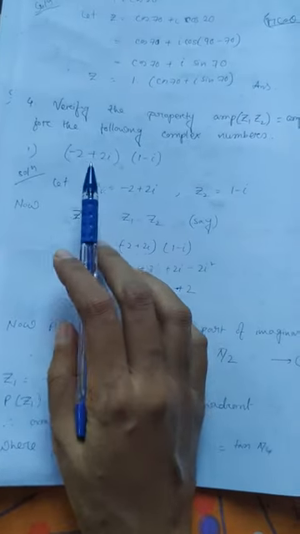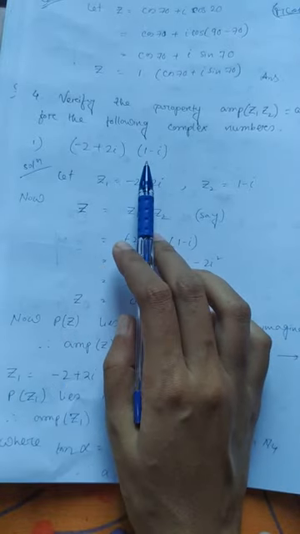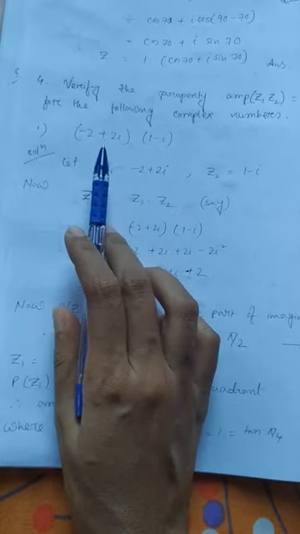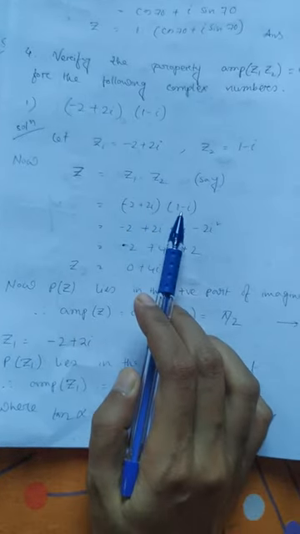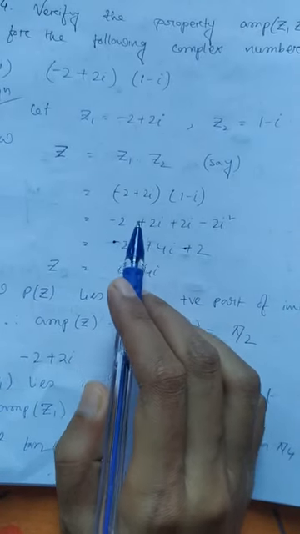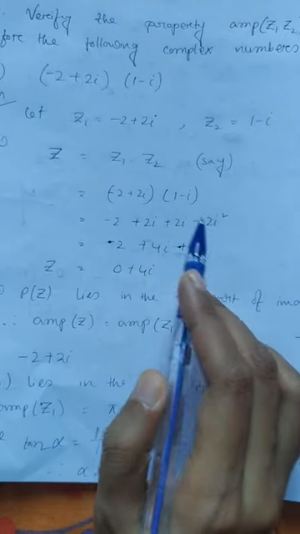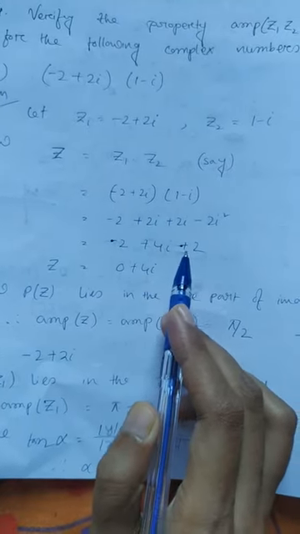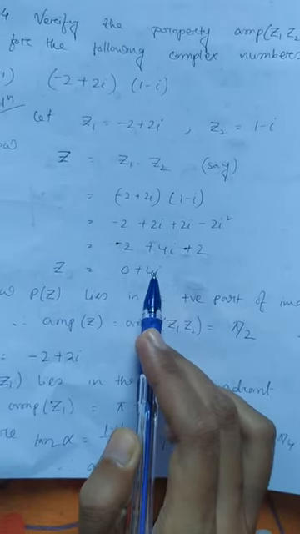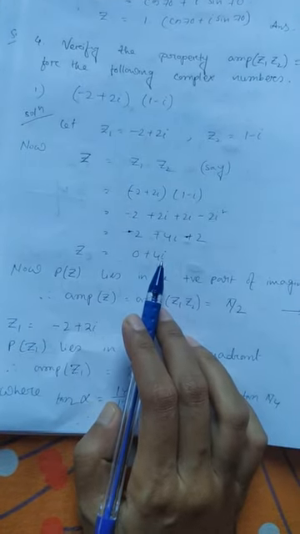So now you see, let z1 = −2 + 2i and z2 = 1 − i, and z = z1 z2 is (−2 + 2i)(1 − i). Now I will multiply these two: −2 + 2i + 2i − 2i². So −2 + 4i, i² is −1, so minus minus plus 2, so ultimately I got 4i. This is the z, I got it as 4i.